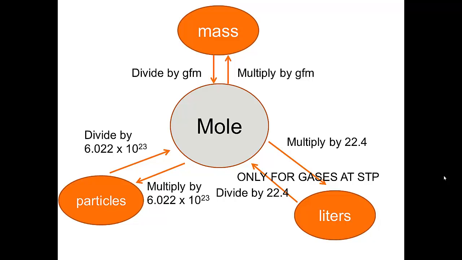Now this little structure here in this diagram will allow you to go from mass to particles or liters to mass, whatever you want, as long as you go through moles, because you have a conversion factor that will let you do whatever conversion you want as long as you're going through moles. You cannot go directly from liters to particles without going through moles first.